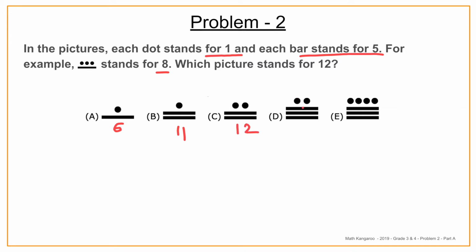This gives us 2, 1, 2, 3, 30, 32. And this, 1, 2, 3, 4, 1, 2, 3, gives us 34. The question states which stands for 12. Option C stands for 12.